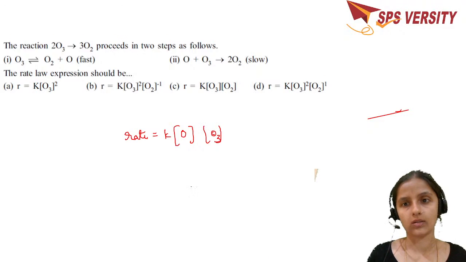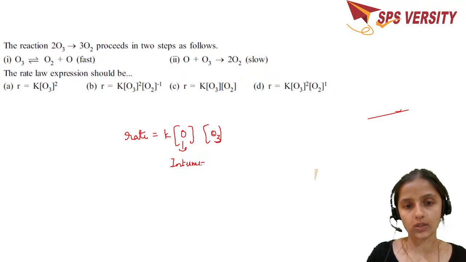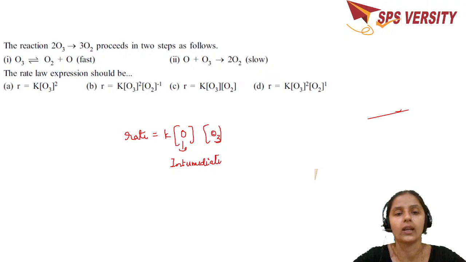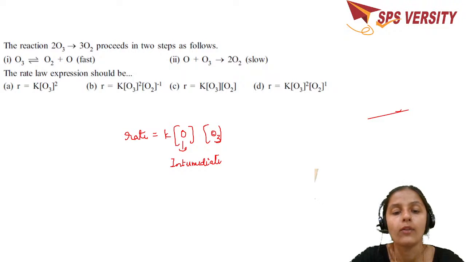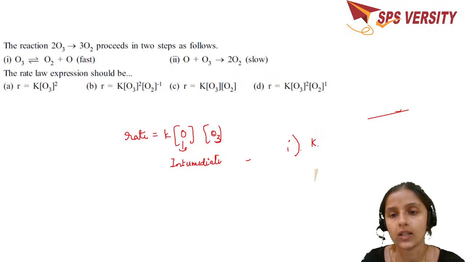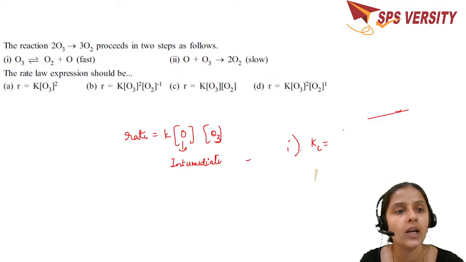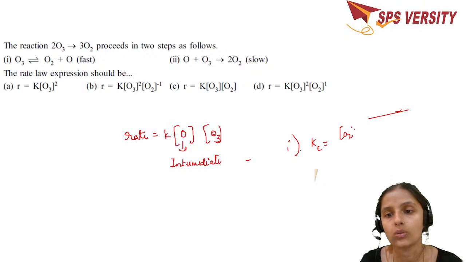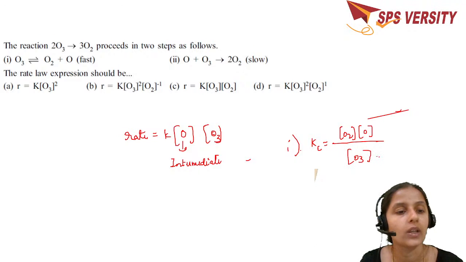But do you have this one? Because O is the intermediate, which doesn't come in the equation. So how do you write the rate expression for this? From this slowest step, you are going to take that step as the reaction from which you are going to measure the order. But from the first equation, what do you have? That's an equilibrium equation, right? So Kc, the equilibrium constant, is equal to rate of forward reaction divided by rate of backward reaction. So how can you put it? So it's O2 into O divided by O3, if I'm right.